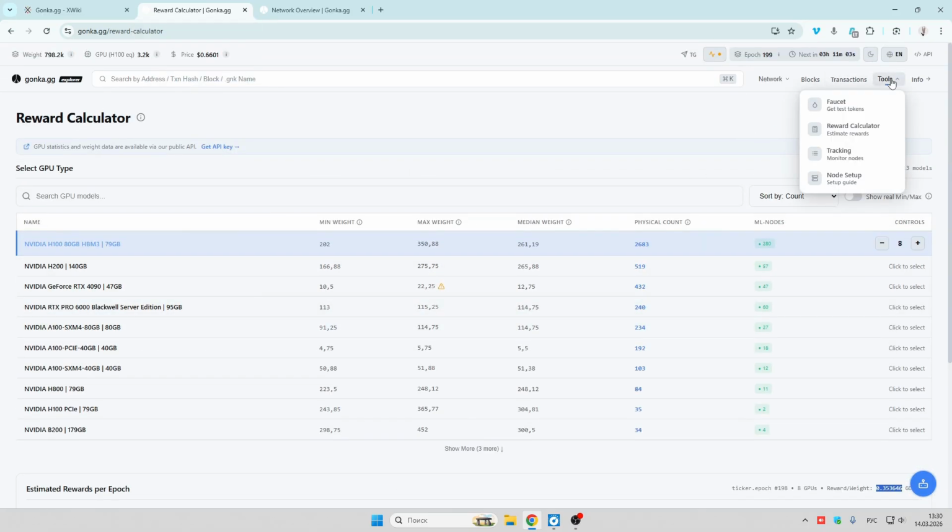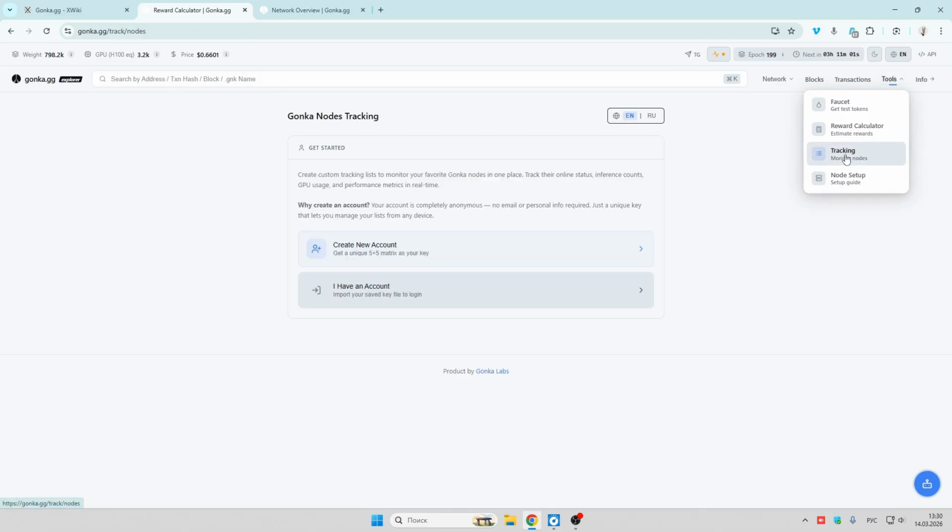So we've covered that, tracking. In this section, you have the ability to track specific nodes of interest, which simply means you can register your account, manually add a new node to your list, and then closely monitor its performance over time. You can achieve all of this quite easily by using this comprehensive management tool known as Node Setup.